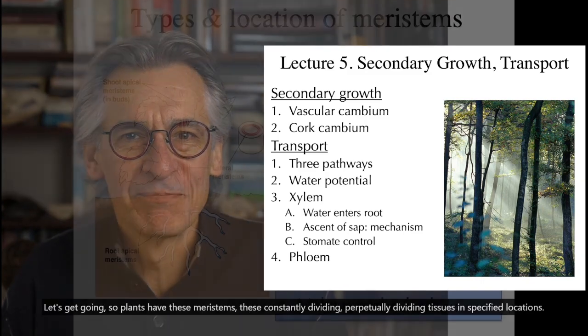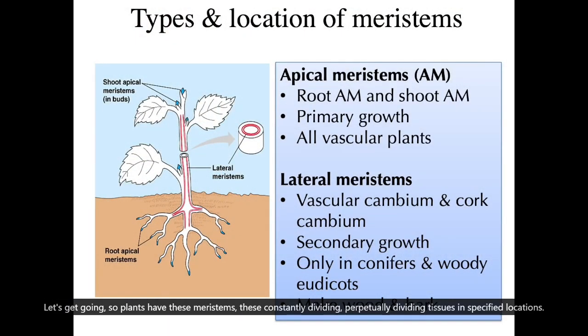So let's get going. Plants have these meristems, these constantly dividing, perpetually dividing tissues in specified locations. They're at the tips of shoots and the tips of roots. These are the primary meristems. So the shoot apical meristem and the root apical meristem. They occur in all the vascular plants. Some plants, however, also make wood.